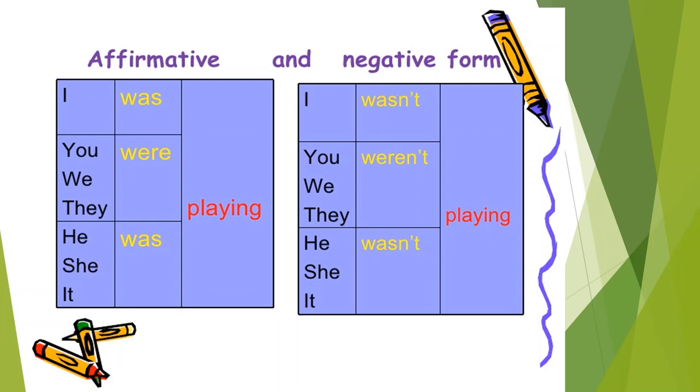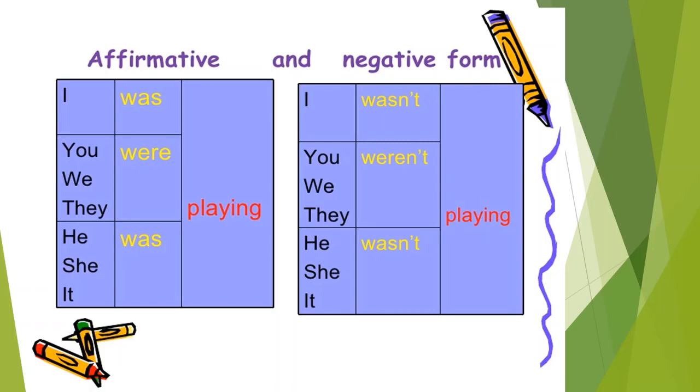We have here the subjects I, you, we, they, he, she, it. I is singular. You, we, they is plural. He, she, it is singular. Let's go first to I. We use I for affirmative. I was. I was playing. For negative form, we use wasn't. I wasn't playing, or we can say I was not playing.